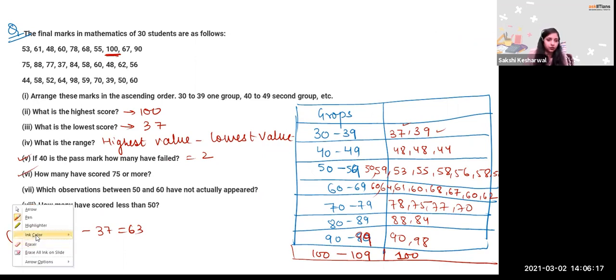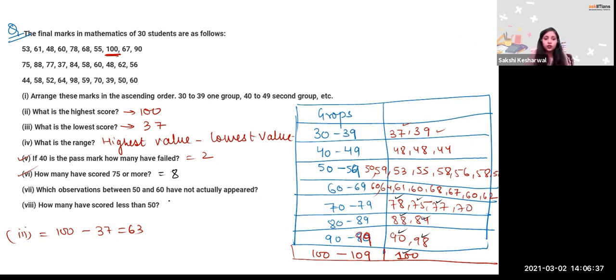See how many students have scored more than 75. Let's do the calculation. I'll take some other color. More than 75, it's like 75 or more, right? So it's 1, 2, 3, 4, 5, 6, 7, and 8, right or not? 8 students have got it, right?